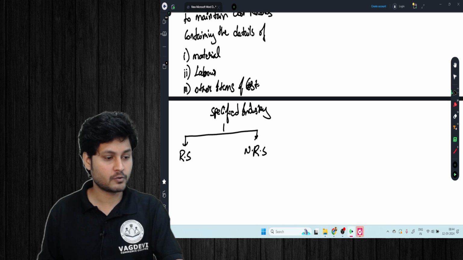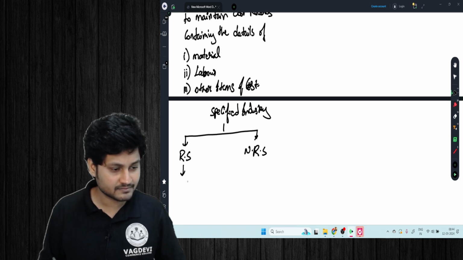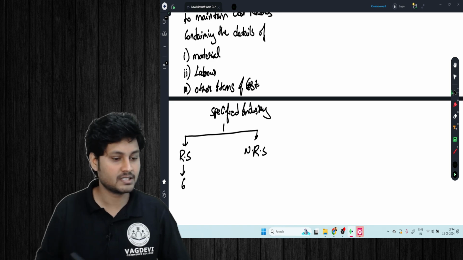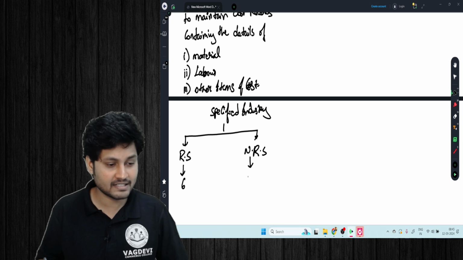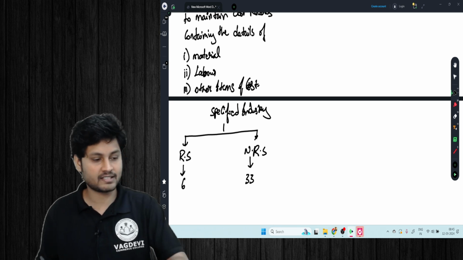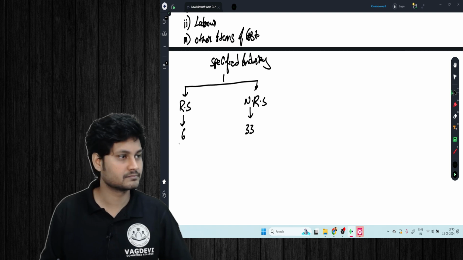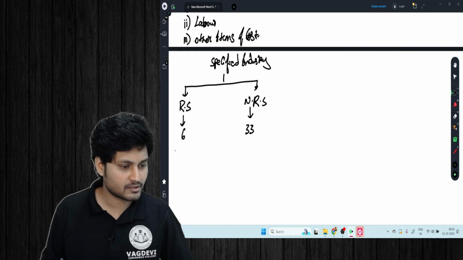In the regulated sector, how many are there? Six industries are there. In the non-regulated sector, how many are there? 33 sectors are there. Six is very easy to write. Okay, what are those?